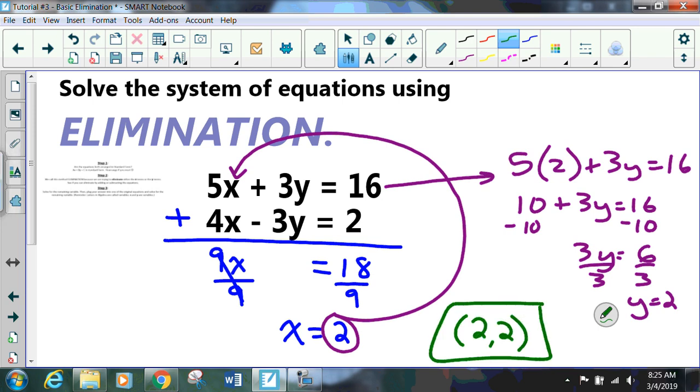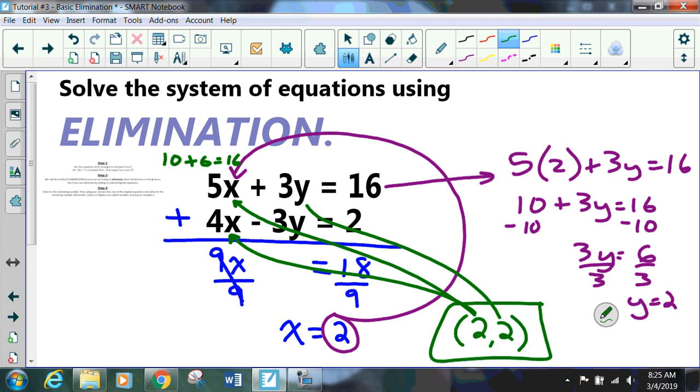Now, if you were taking the test and you wanted to see if that worked, for both equations you'd go ahead and plug a 2 in for x. That would give me a 10. You'd plug a 2 in for y. That would give me a 6. 10 plus 6 equals 16. That works. You do the same thing for the other equation, right? Plug in a 2 for x. That gives me an 8. Plug in a 2 for y. That gives me negative 3 times 2, which is negative 6. That gives me a 2. So this answer, (2, 2), works for both equations. And that's what makes it the answer to our system of equations.